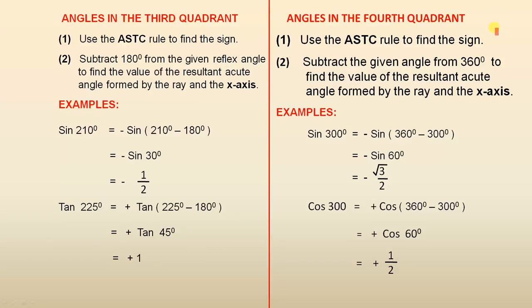Angles in the fourth quadrant. Use the ASTC rule to find the sine. Subtract the given angle from 360 to find the value of the resultant acute angle formed by the ray and the x-axis. Examples. The sine of 300 is minus the sine of 360 minus 300, which is minus the sine of 60, which is minus the square root of 3 on 2. Sine is negative in the fourth quadrant. And finally, the cos of 300 is the cos of 360 minus 300, which is the cos of 60, which is plus a half. And cos is positive in the fourth quadrant.